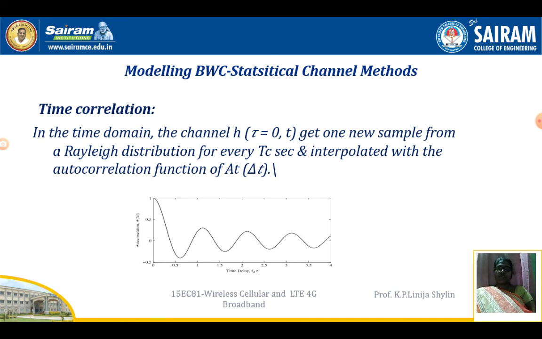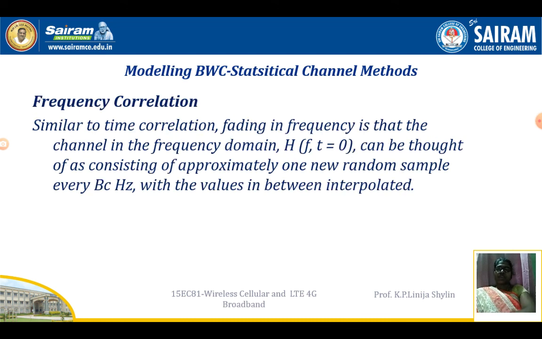So now the graphical representation is very clear, and how the amplitude is going to vary at tau equal to 0, 0.5, 1, 1.5, in such a way. So this is about the time correlation. Then coming to the frequency correlation, the fading in frequency happens in the frequency domain, and we will represent it by h of f comma t equal to 0. The new random variable will be the coherence bandwidth, that is Bc, in terms of hertz. Values in between will be interpolated.